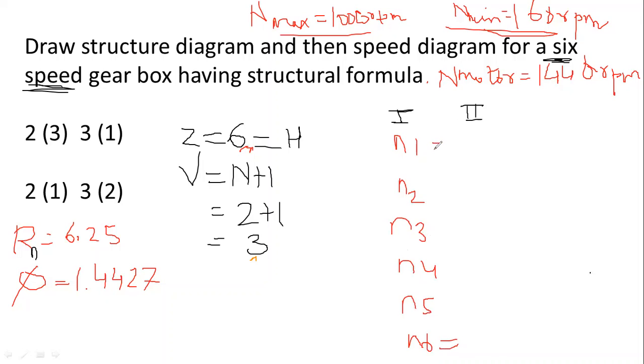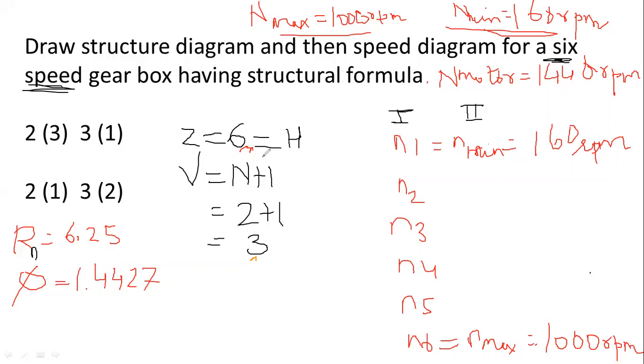Out of that, N1 is N minimum, which is already given to you in the numerical, which is 160 RPM, right? So this is already known. So I'm going to write down here 160 RPM. Even maximum speed is given, which is your N6. And it is how much? It is your 1000 RPM. So two values you already have with you. Just the 4 values you have to find out.